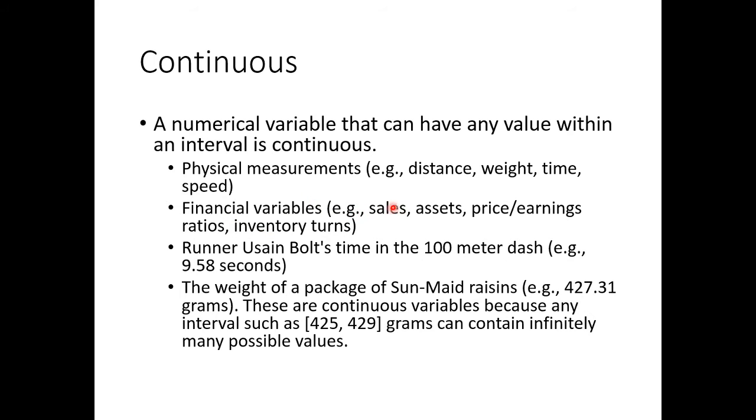Financial variables, for example sales, assets, price earnings ratio, and inventory turns, are all real numbers, and so they are continuous numbers. Another example is a runner's time in the 100-meter dash, such as 9.58 seconds. This kind of data is continuous data, which is not integer but has some decimals. So in this case, we say that it is continuous data.